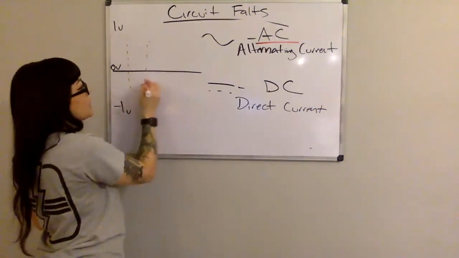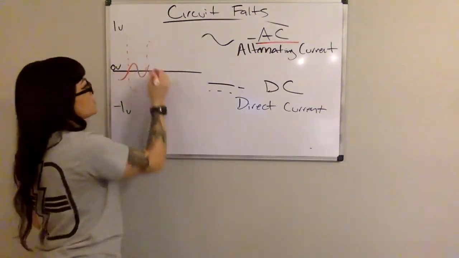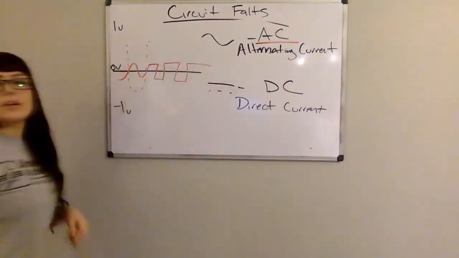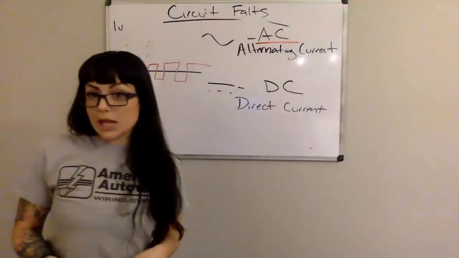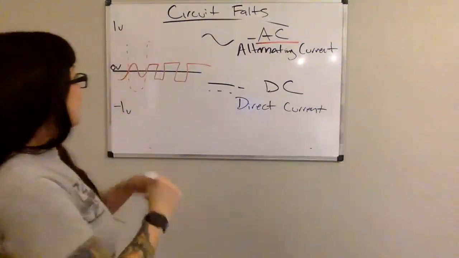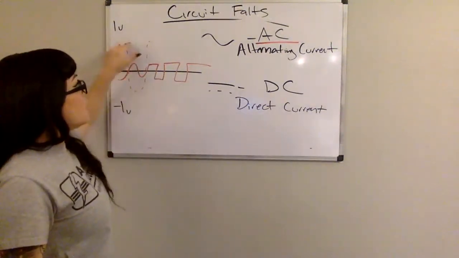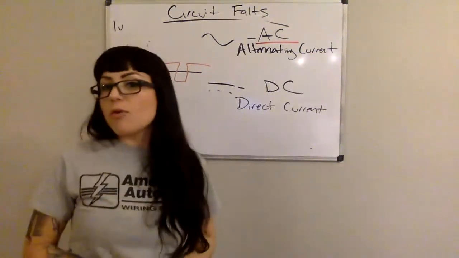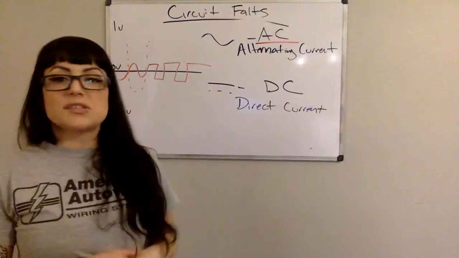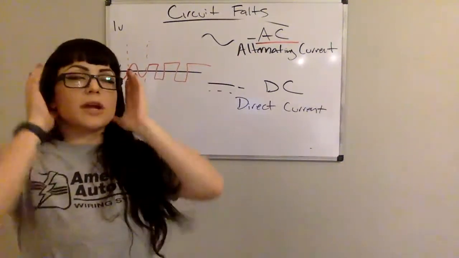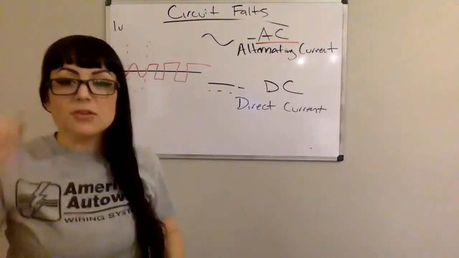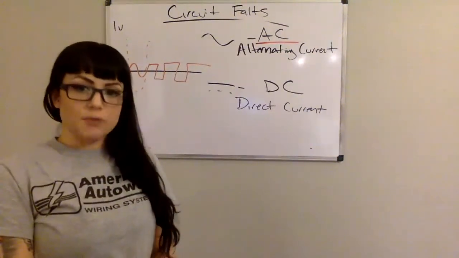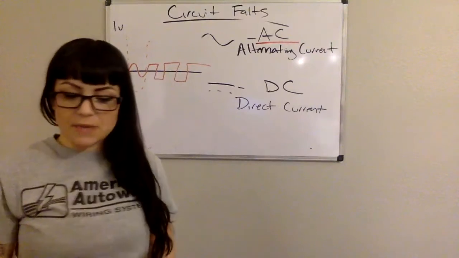Now, this could be a squiggly line. This could be a square wave. Doesn't matter. It just means that it goes both ways. So we've got positive and negative, positive and negative. It's sort of rare that you will see alternating signals in the vehicle. Your alternator, obviously, but it uses diodes to rectify that signal back to DC.